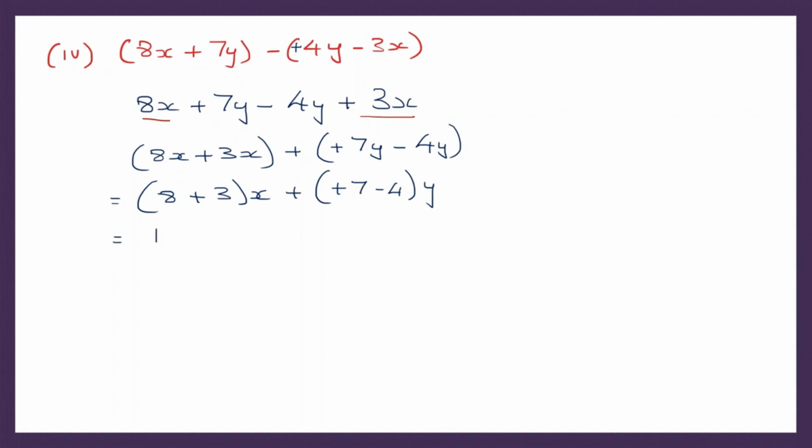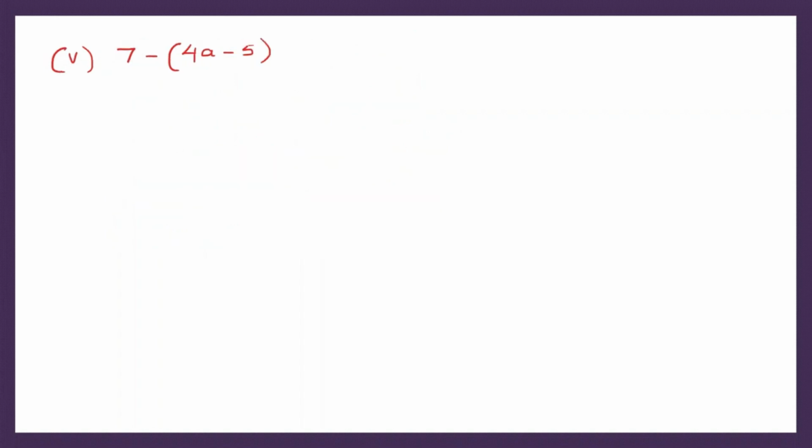8 plus 3 is 11x. Plus 7 minus 4, signs are different, so we put the sign of the bigger number and subtract. 7 minus 4 is 3, so 3y. 11x plus 3y. That's our answer.